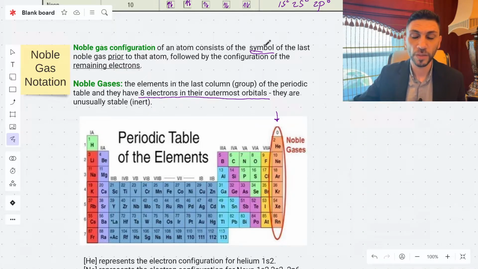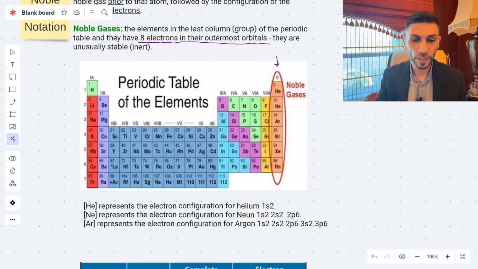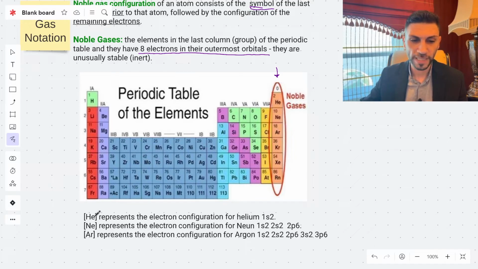Now, again, how can we use the noble gas configuration? We need to write the symbol of the noble gas prior to the atom that we are writing the electron configuration for, followed by the configuration of the remaining electrons after the noble gas. So for example, He between brackets represents the electron configuration of helium, which is 1s2. Neon is 1s2, 2s2, and 2p6 because neon has 10 electrons. Argon has 18 electrons, so it's going to be 1s2, 2s2, 2p6, 3s2, and 3p6. So, what do you mean by prior?